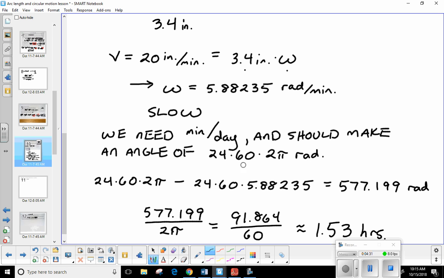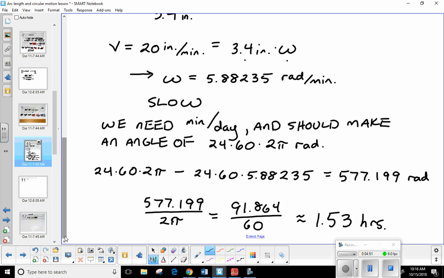Well, what I did was I took the speed at which it should be going, that 24 times 60 times 2 pi radians, and you'll notice I subtracted the product 24 times 60. See, it's still the minutes in the day, but the partial revolution that it was getting, the omega that I'd solved for previously. Well, that difference right there gave me 577.19 radians in a day, and then I just started to change it from there. I divided that specifically by 2 pi, to get the number of revolutions.